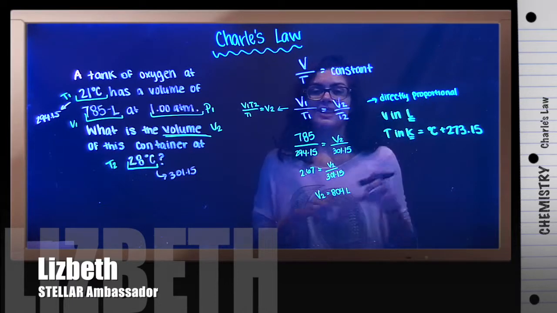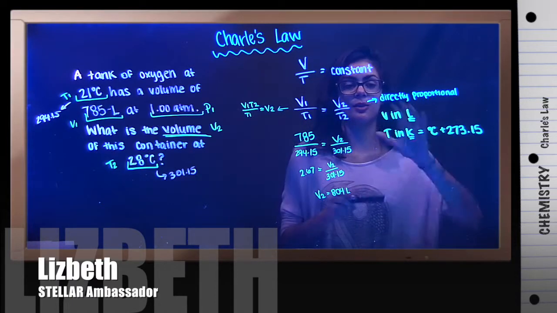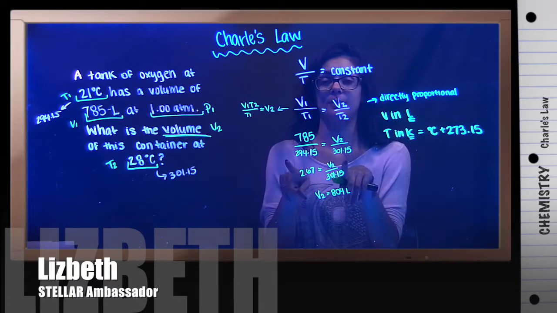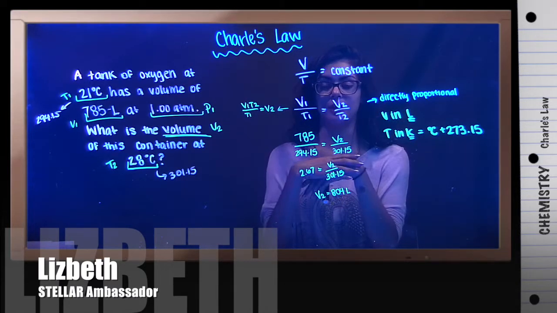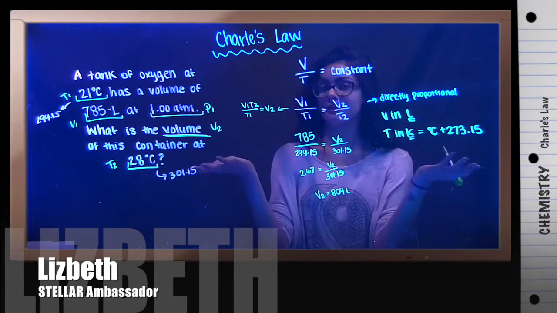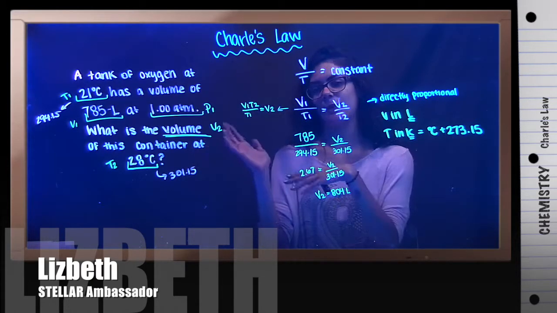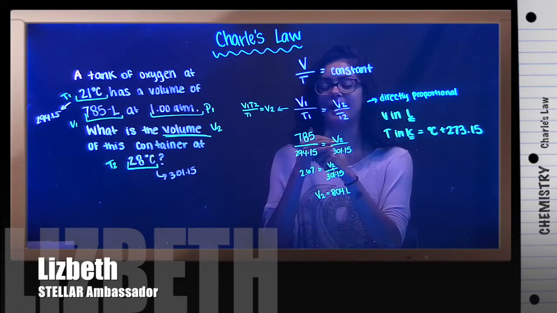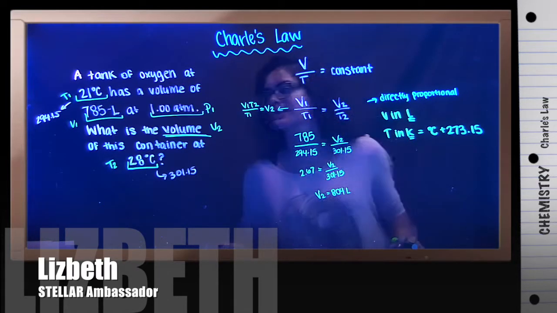So let's see if that makes sense in accordance to our directly proportional stuff. Here I see that my temperature went up, so I'm suspecting my volume will also go up. And it did. It went from 785 to 804. So that means our answer makes sense. We don't have to go back and make sure that we did everything okay. Since the answer makes sense, it's probably correct.